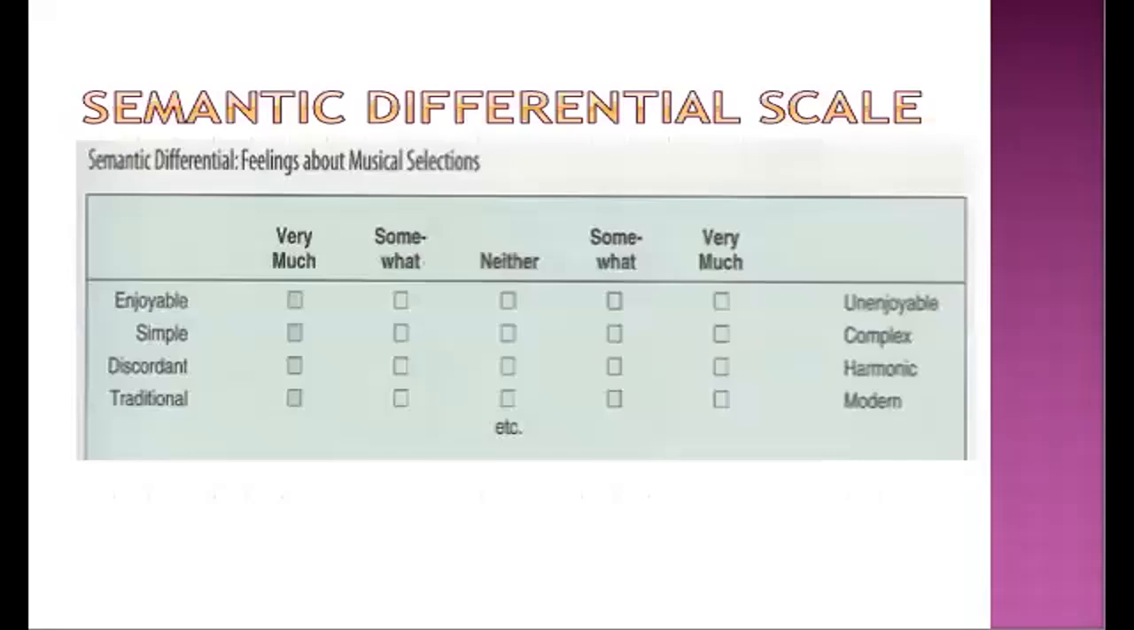Semantic differential scale has several bipolar attributes which are identified at the extremes of the scale, and the respondents are asked to indicate their attitudes. Like in the example that we have, there are enjoyable, unenjoyable, simple, complex.